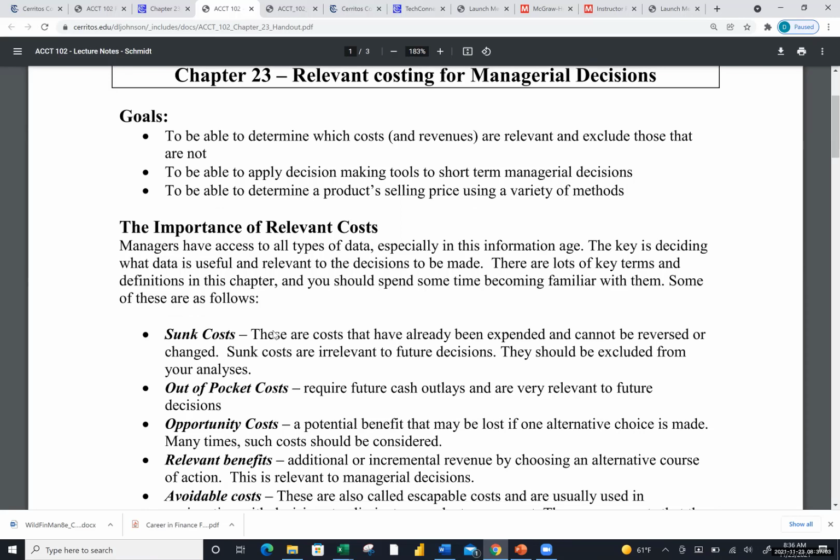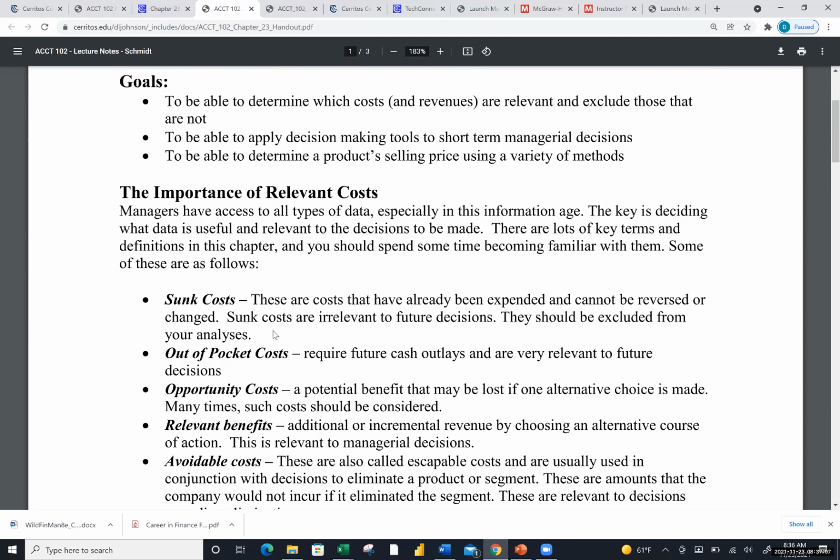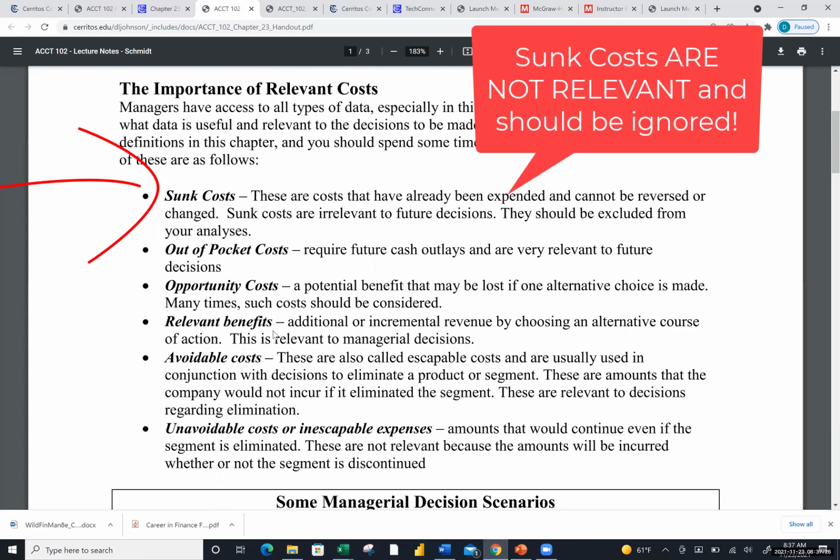So we'll go take a look at some PowerPoints in a moment, but I did want to list on this handout 5 or 6 different definitions that are going to keep coming up. And so the first one you see is a sunk cost. Okay, think about what that word sunk means. It's underwater, nothing we can do about it. So sunk costs are those costs that we've already expended and there's nothing we can do to change them.